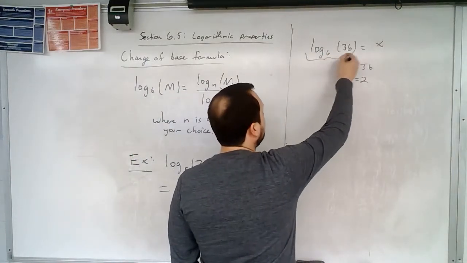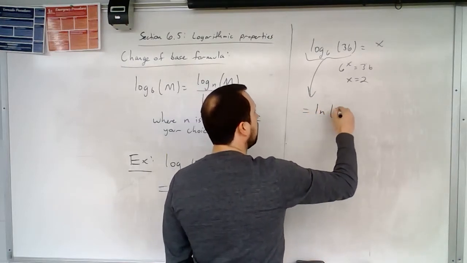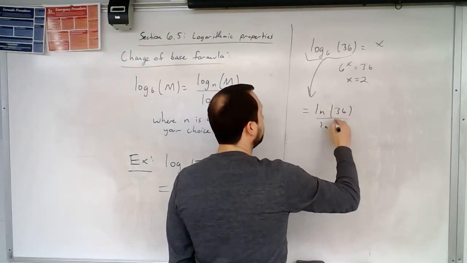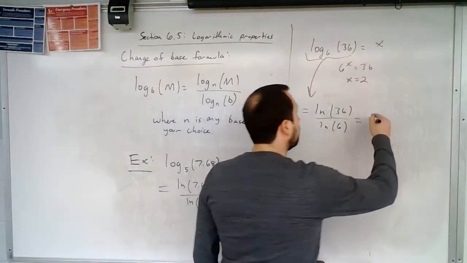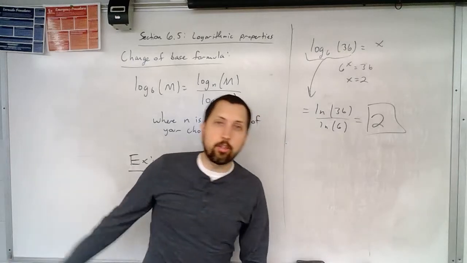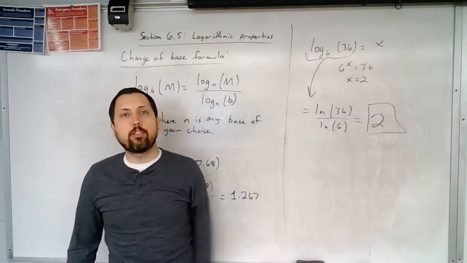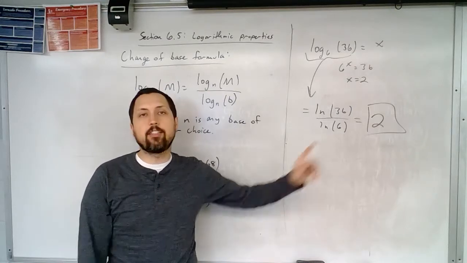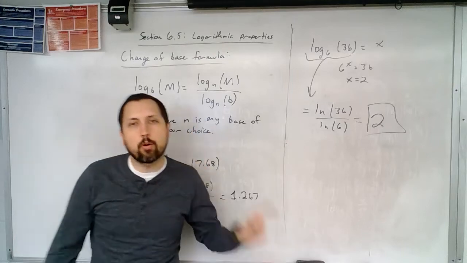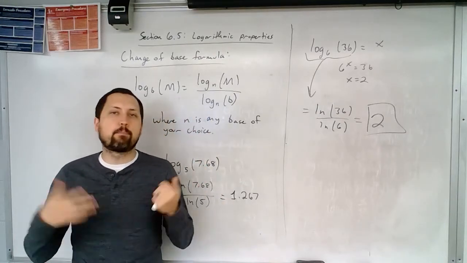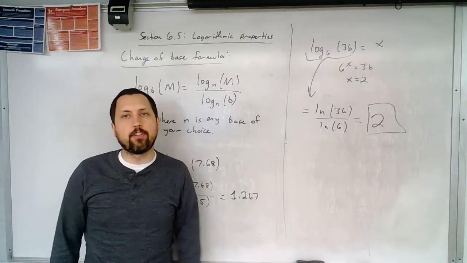But if we instead use the change of base formula, this could be equal to natural log of 36 divided by natural log of 6. Type this into your calculator, and you get 2. So you don't have to turn these into exponential form anymore. You can just use the change of base to calculate these things. It's a very nice formula. It doesn't get used for pretty much anything besides just having it for weird bases for your calculator.